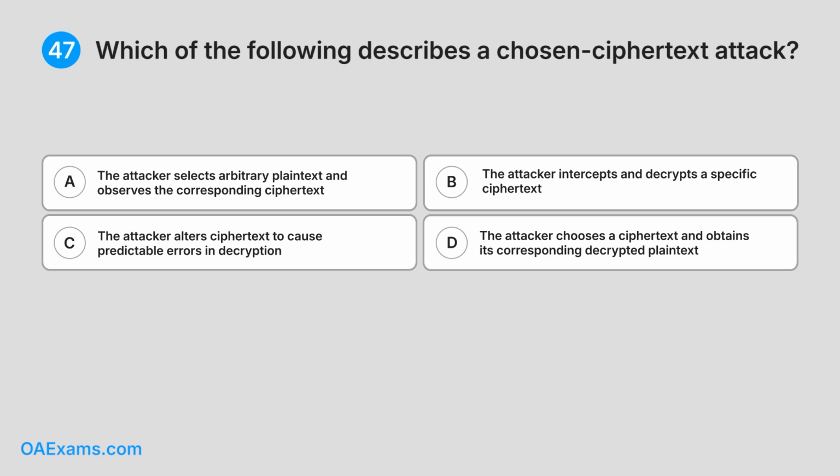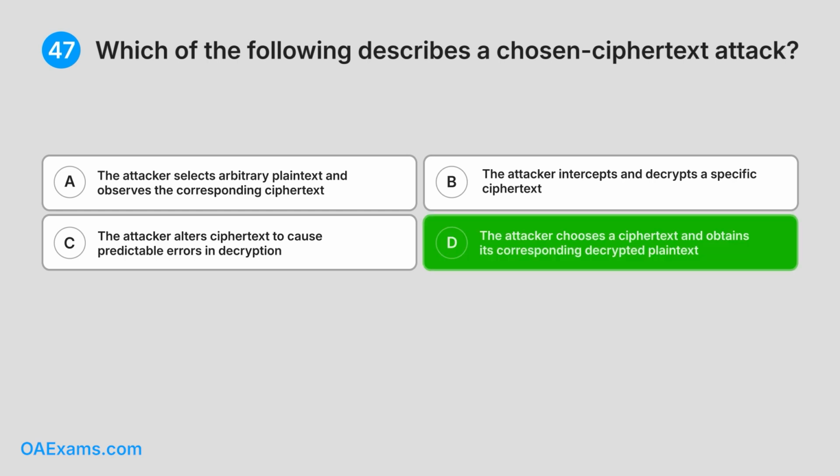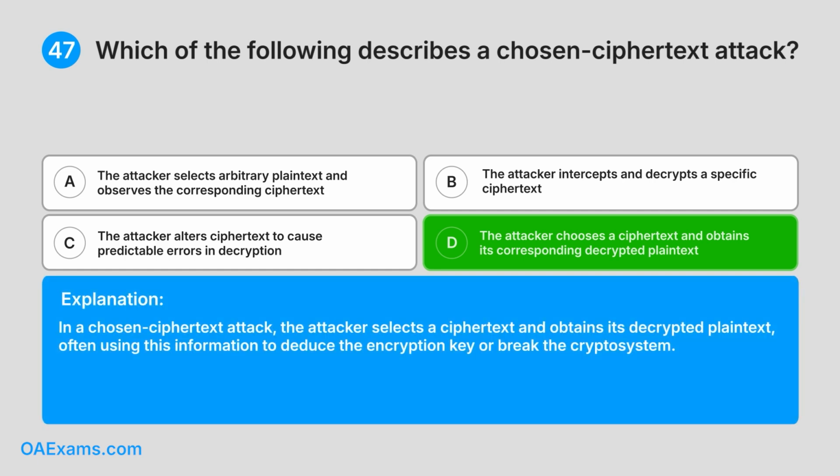Correct answer. D. The attacker chooses a ciphertext and obtains its corresponding decrypted plaintext. Explanation. In a chosen ciphertext attack, the attacker selects a ciphertext and obtains its decrypted plaintext, often using this information to deduce the encryption key or break the crypto system.